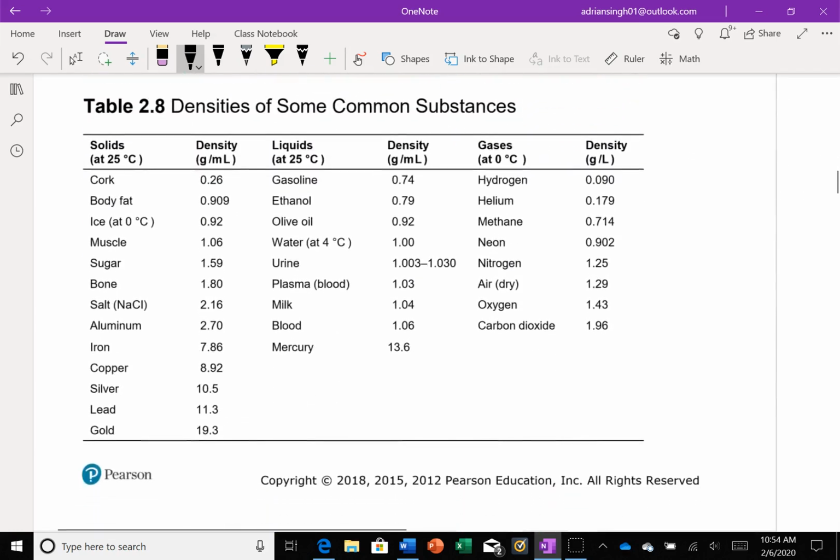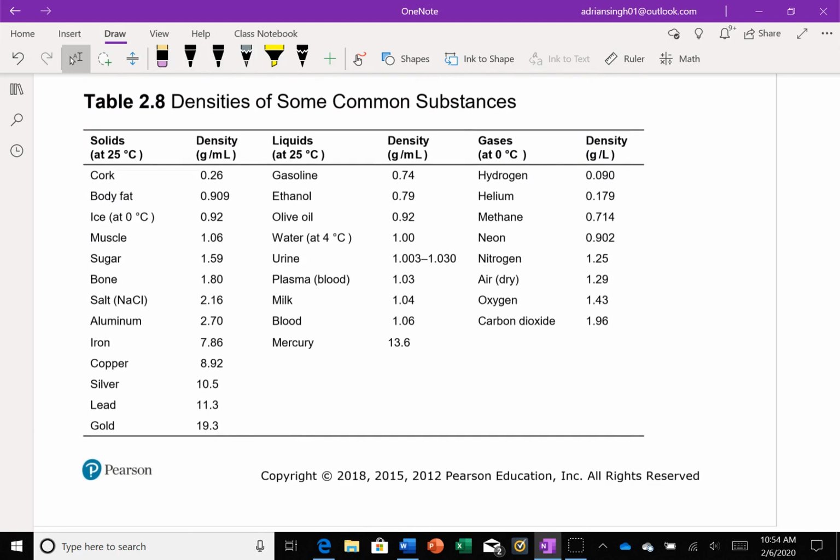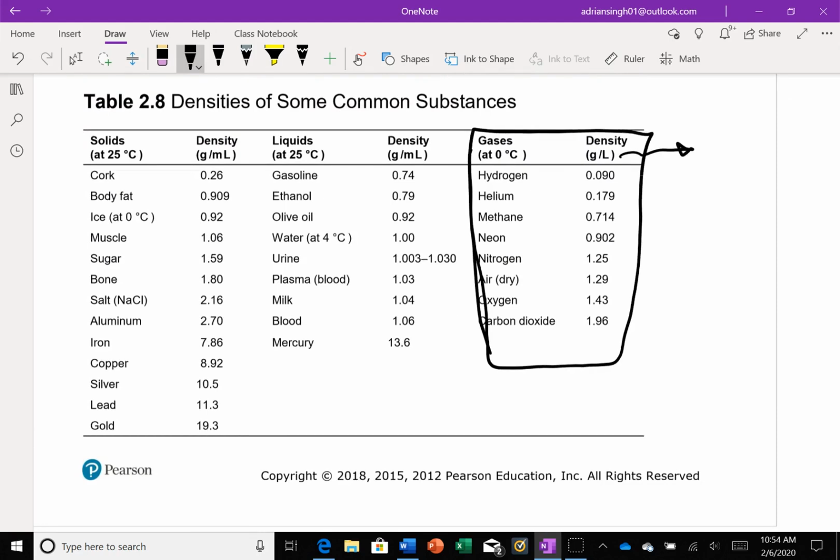It's not that there aren't other units, because there are, especially when it comes to things like gases, for instance, over here, whose densities are in grams per liter, right? And that's because of the nature of gases. They tend to occupy a much bigger volume compared to liquids and compared to solids.